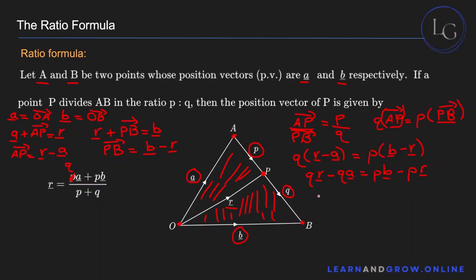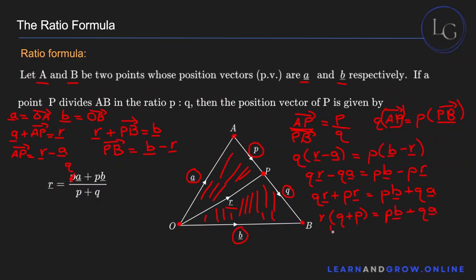So let's see. Right. So QR plus PR is equal to PB plus QA, right? And let's take R common over here. So that just gives you R into Q plus P, is equal to PB plus QA, right?